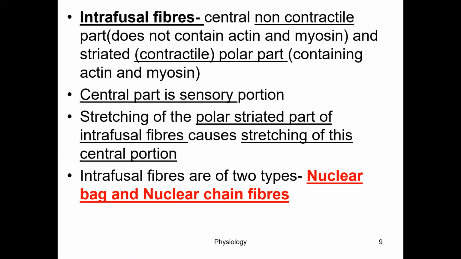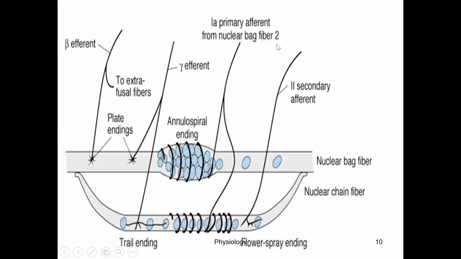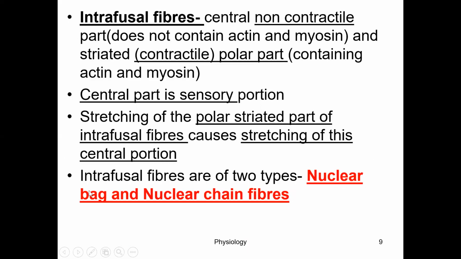Okay, so the intrafusal fibers have two components. One is called non-contractile. So this is the non-contractile component, central one, while peripherally there are contractile components. So why is the central component called non-contractile? Because there is no actin and myosin. While the striated component contains actin and myosin. That's what is called the contractile component. Okay. So the central part is the sensory portion. That means in the non-contractile component of the intrafusal fibers, the receptors are present. That is called the sensory component, sensory portion.